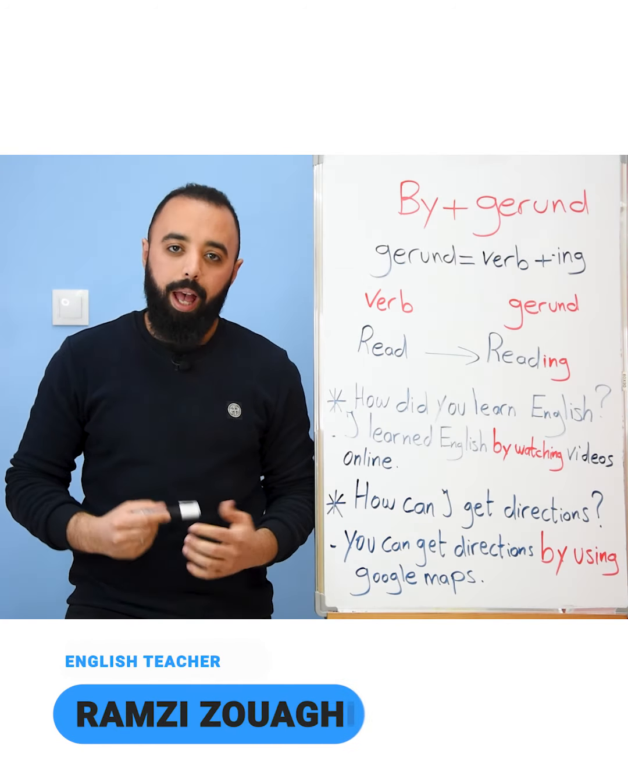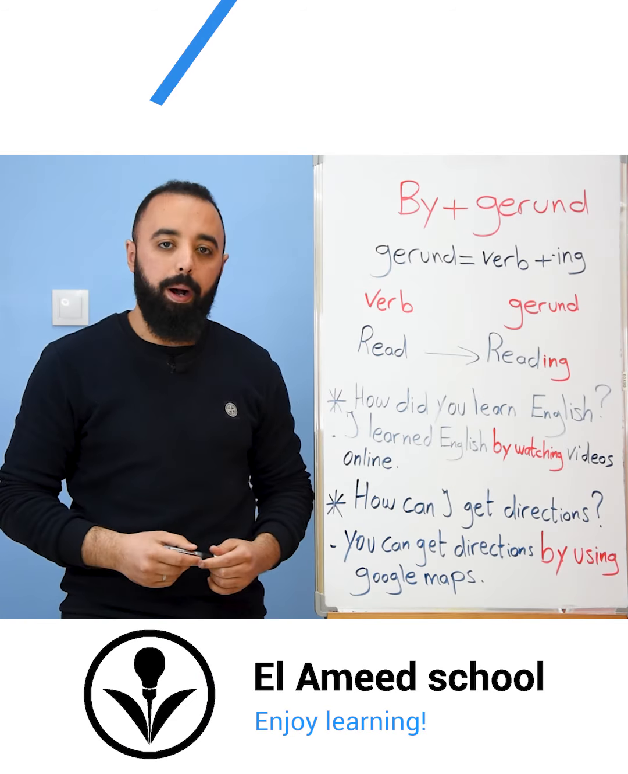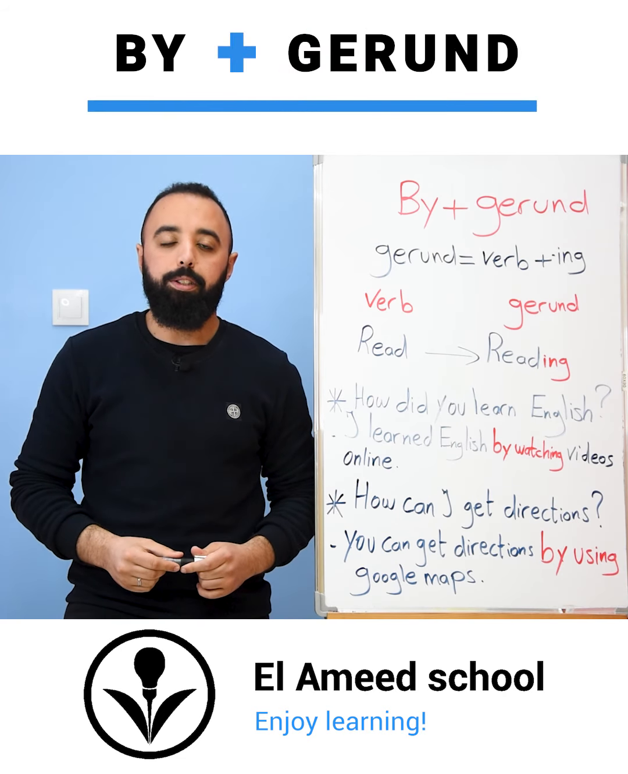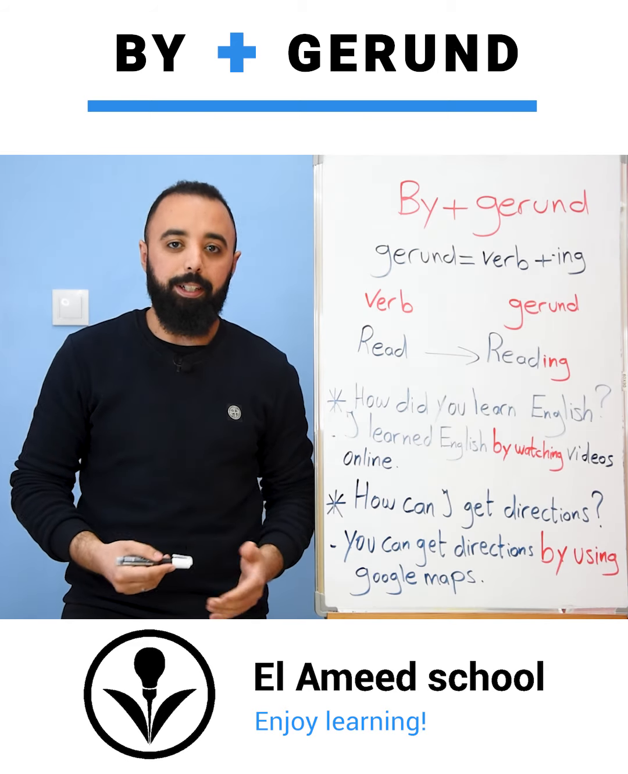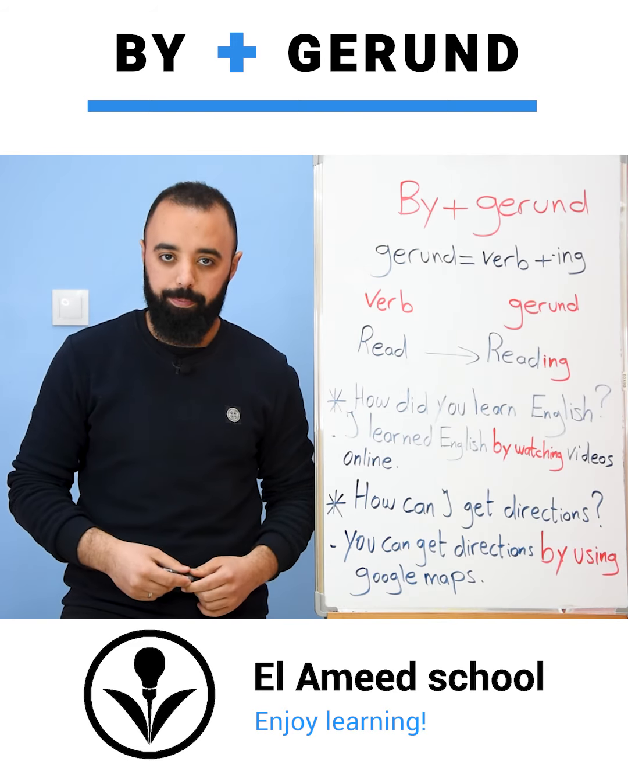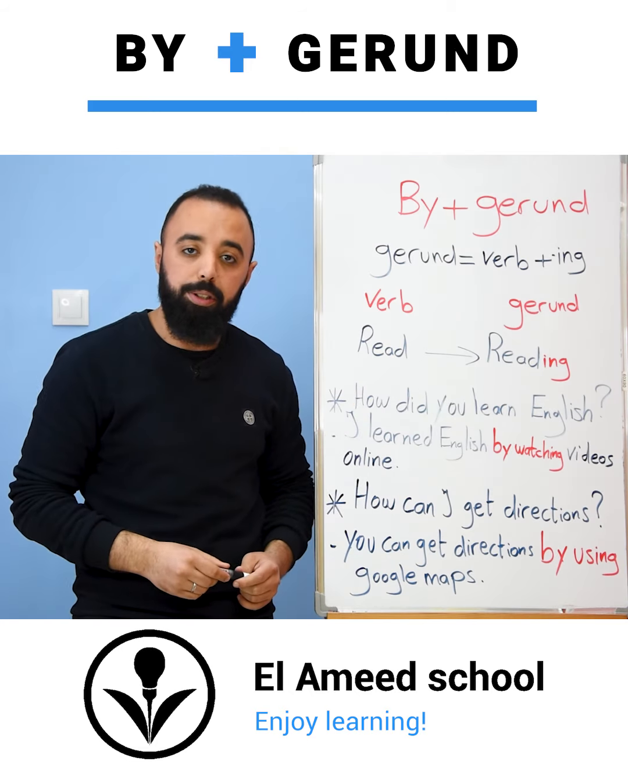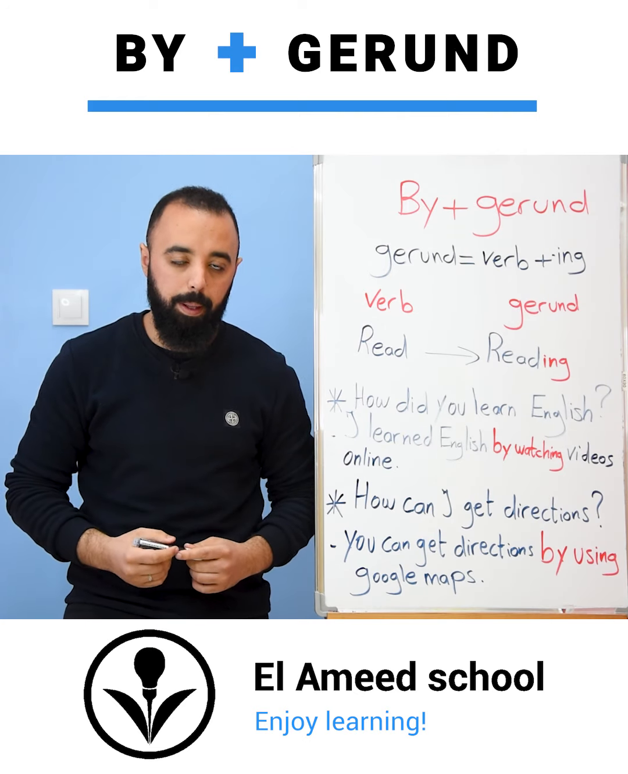Today we talk about how to explain something in English using the form by plus gerund. A gerund in the English language is basically a verb that we add -ing to, to make it function as a noun. For example, we have read as the verb. We can make it function as a noun by simply adding an -ing at the end.